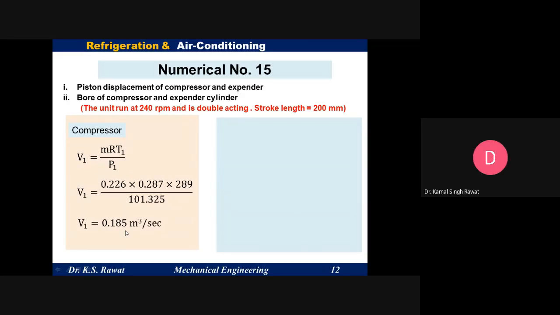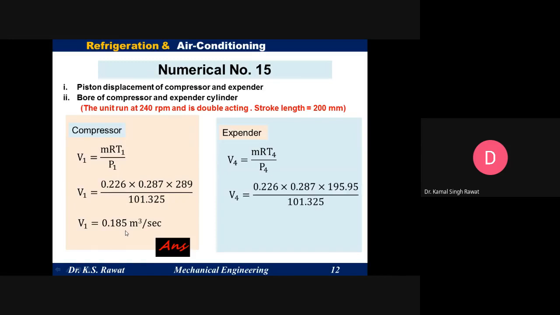My voice is clear? Hello. Yes, sir. So now we have calculated the value of piston displacement for the compressor. Now we will calculate the value of piston displacement for the expander. So we will calculate the value of V4. Put the value and tell me the answer.